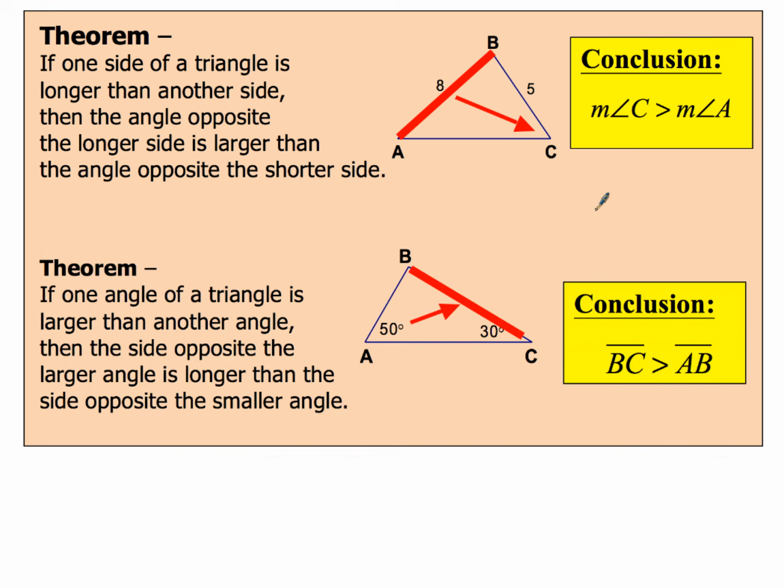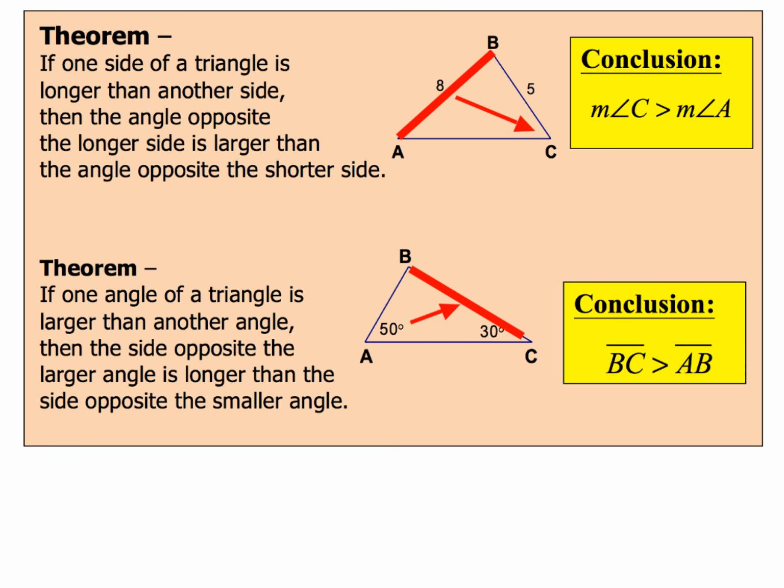Now also, the converse of that is true also. If one angle of a triangle is larger than another angle, then the side opposite the larger angle is longer than the side opposite the smaller angle. So this only kind of makes sense. The side, in this case, that is opposite angle A of 50 degrees has got to be longer than the side opposite the 30 degrees.